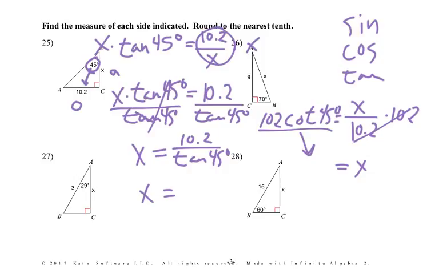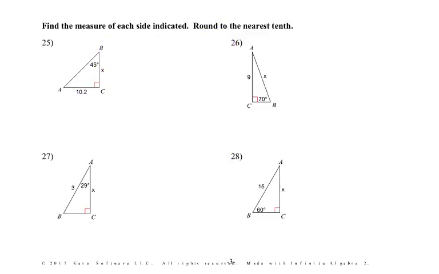So when we type these in, we end up with 10.2 for our answer. Either way we do it, which makes sense because it's a 45-45-90, which means this has to be 45 and the legs are the same. So could we have done that without the trig? Yeah, we could have, but it's good practice in the trig. Okay, let's take a look at the next one.